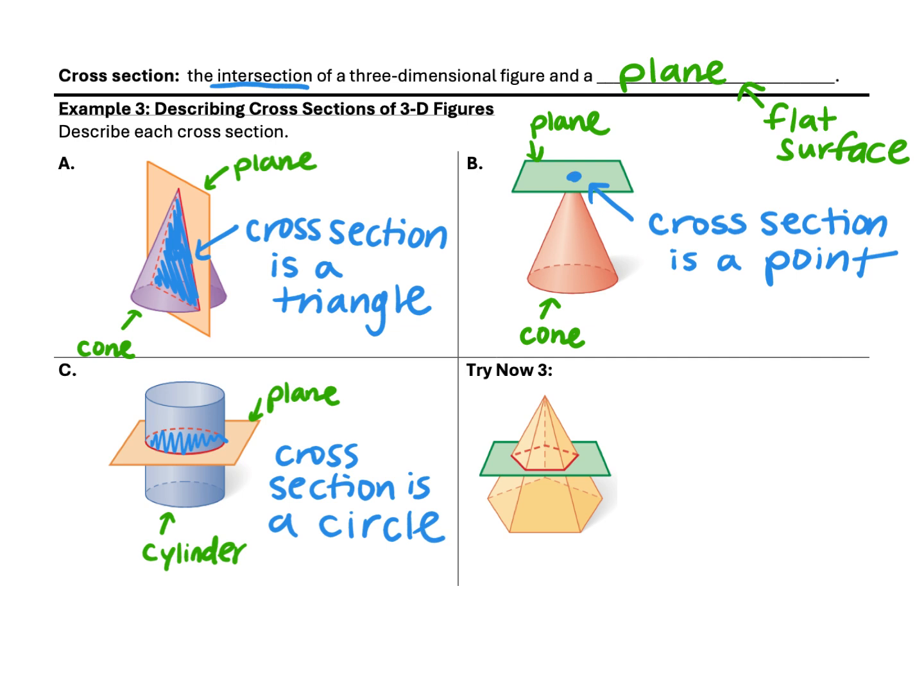Finally, for this last one, we are starting off with a pyramid, and the base of the pyramid is a pentagon. So we have a pentagonal pyramid, and you can see the cross-section is this piece right here. Notice that that shape has 5 sides, just like the base. So we would say the cross-section is a pentagon.